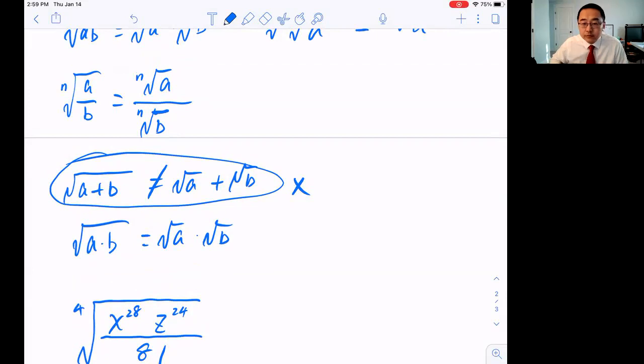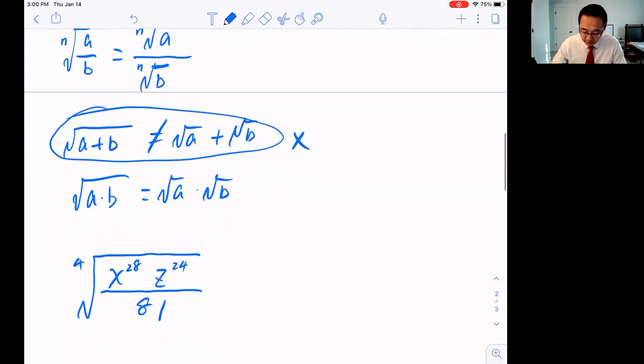Okay, let me know if you need more time. Now, Brother Mark, with the exponents above x and z right there, is there a way to simplify those with the fourth root? Yeah, there is actually. So let's just figure this out.